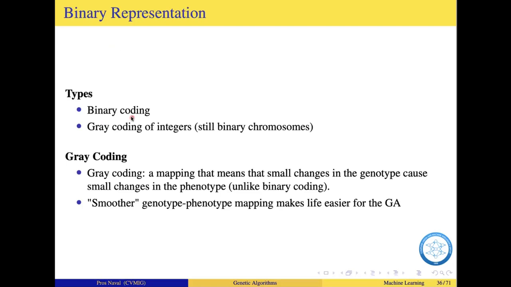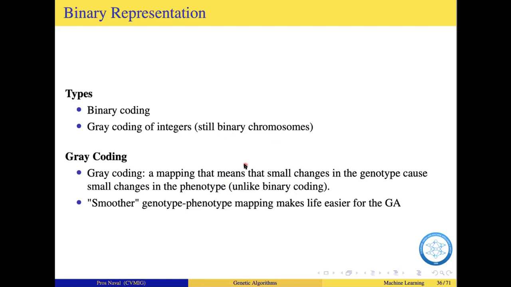So let's talk about the binary representation. There are two types that are in common use: the binary coding, which is very familiar with you guys. Then you have gray coding of integers, but still using binary chromosomes. So this is familiar, but let's review. For gray coding, what we have is a mapping that allows small changes in the genotype to just cause small changes in the phenotype, unlike in the case of binary coding.